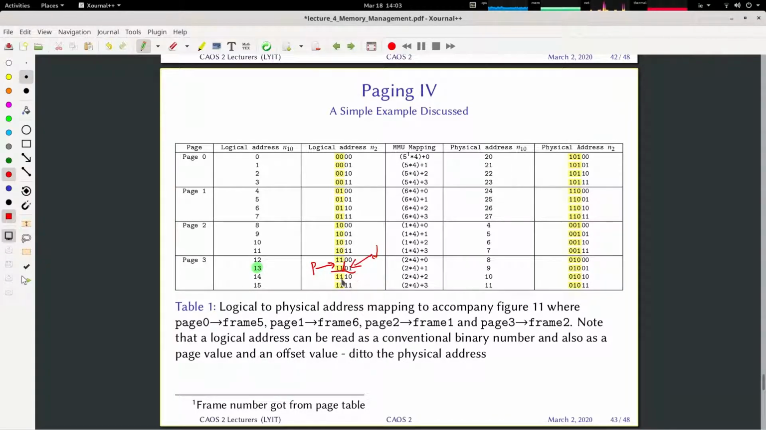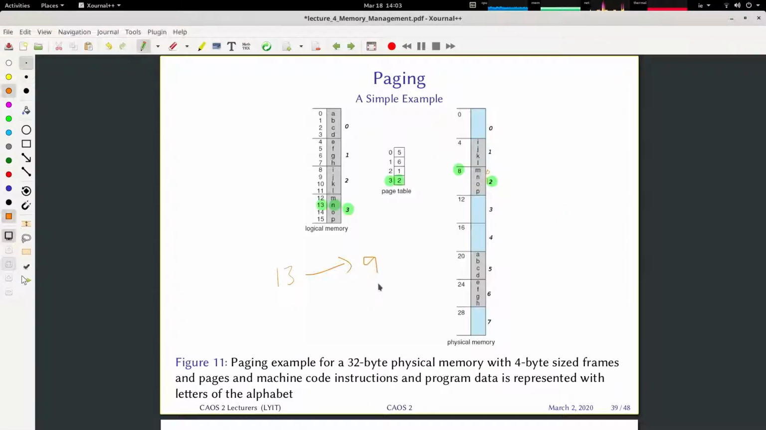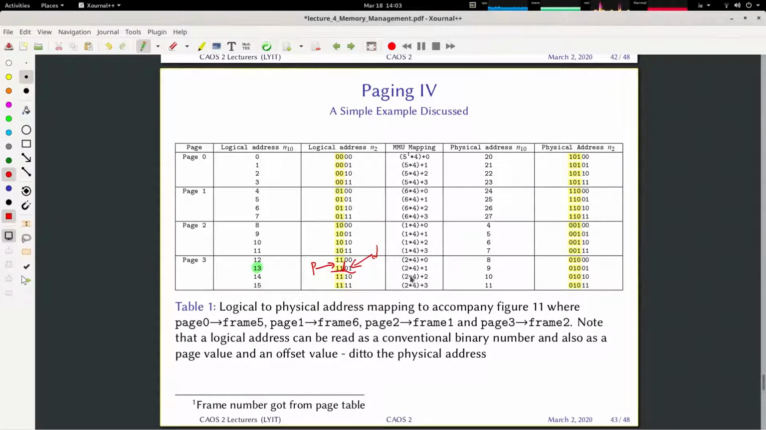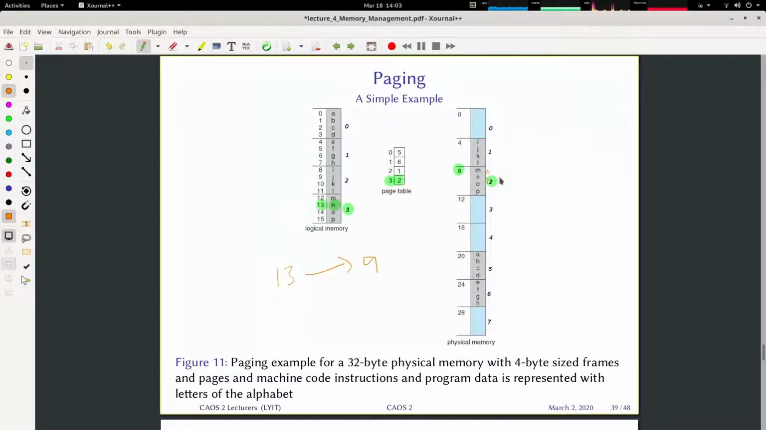Okay, so when we go to our page table, we can observe that page 3 is stored in frame 2, and then we do our multiplication. 2 multiplied by the frame size and adding on 1 will give us 9, which is our physical address. That's exactly what we expect. There's 8, and there's the content that we're interested in, which is 9, like so.